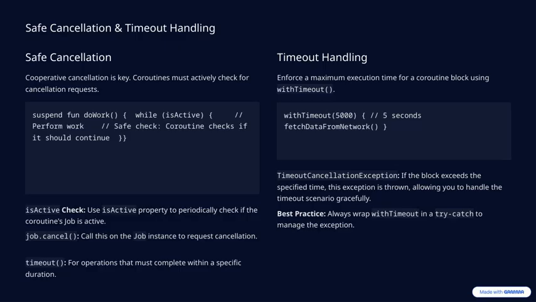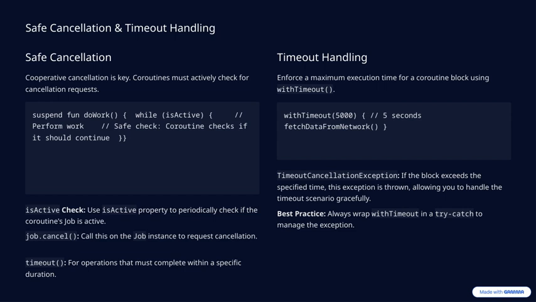Let's talk about safe cancellation and timeout handling in coroutines. First, safe cancellation relies on cooperative cancellation, which means that coroutines need to actively check for cancellation requests. For example, in a suspend function like doWork, you should regularly check the isActive property within your work loop. This property allows the coroutine to determine whether it should keep running or stop gracefully. To cancel a coroutine, you simply call cancel on its job instance, which sends a cancellation request.